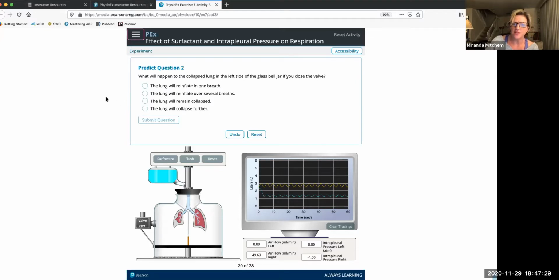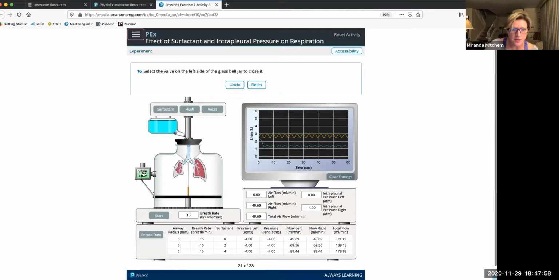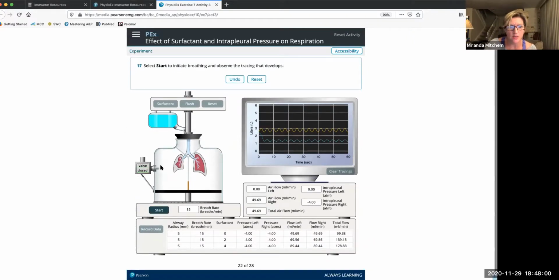Let's actually look at the data. So fixing the problem should allow for the pressure to correct, that intrapleural pressure to correct, which should get us back to normal breathing. But the question is, does it happen over one breath or does it happen over several breaths? So let's take a look. I'm going to put over several breaths. Okay. So let's click the valve, and now we're going to close it. So the valve is closed. We are going to hit start.